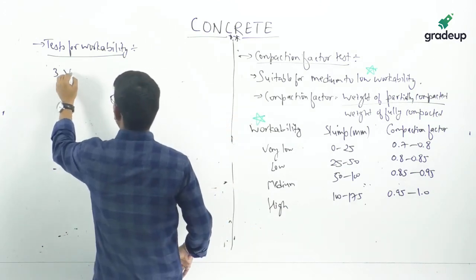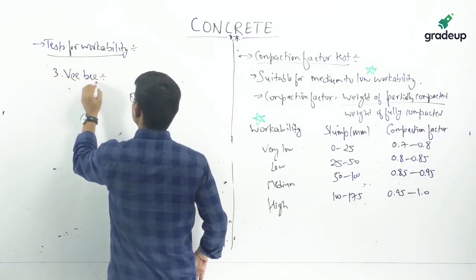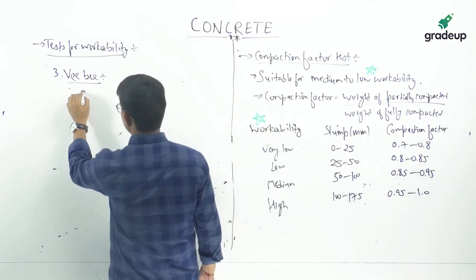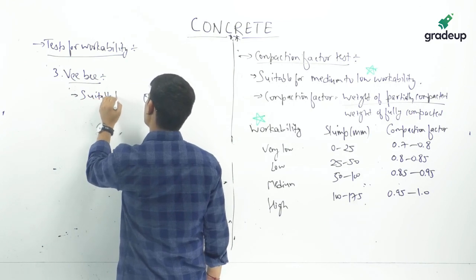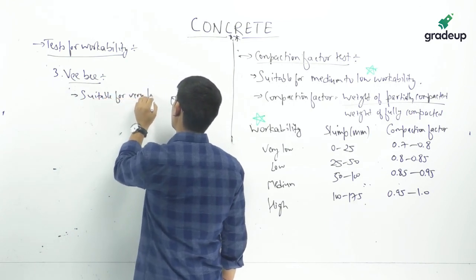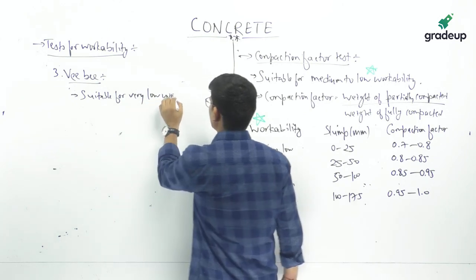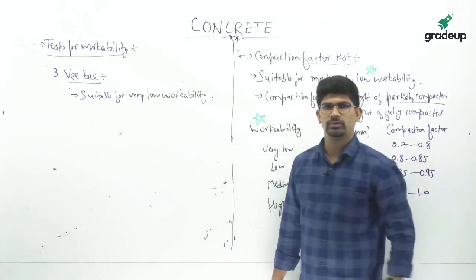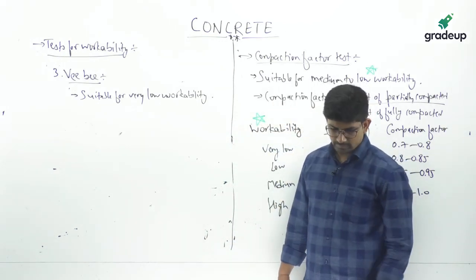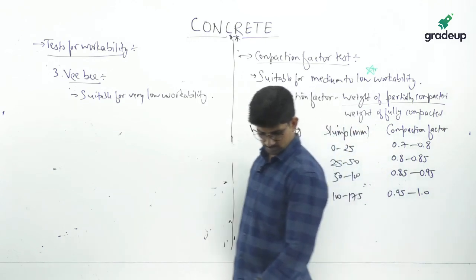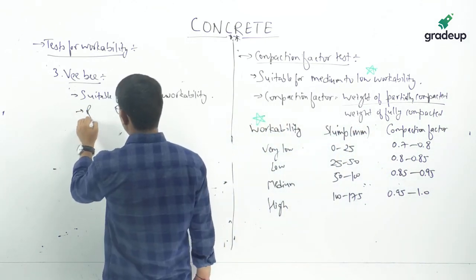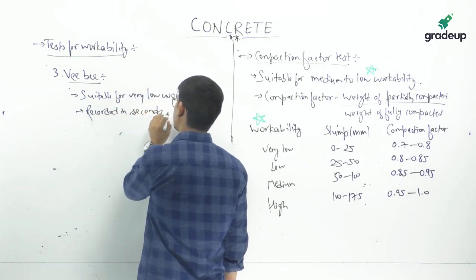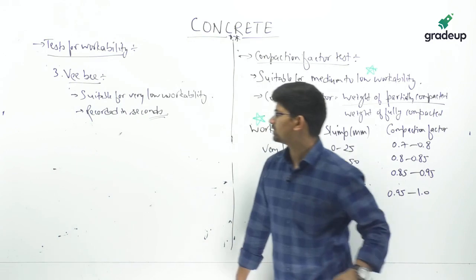Now the third test is the VB test. So what does VB measure? First of all, the important point is that it is suitable for very low workability. And it is recorded in seconds. These measurement units are also very important.